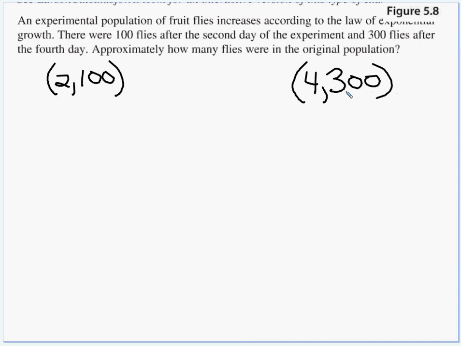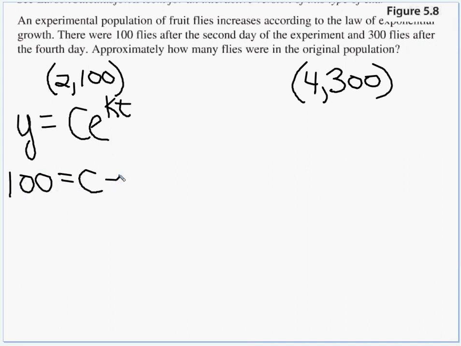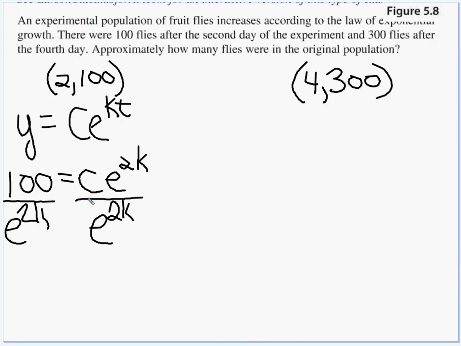So, I've spread out the 2 points here, and we are going to use the same formula twice. y equals c e to the kt. So let's use this first point and see what we can get done here. Our y value is 100, and our t value is 2, so e to the 2k. Let's solve for c. Divide by e to the 2k, so I'm going to have this c by itself now.